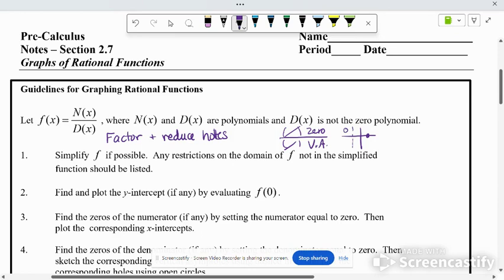You're also going to need to graph your y-intercept, and that is going to be 0, comma, some number. You can find it by plugging in 0 for x and solving for y. And you're also going to want to graph any horizontal asymptotes. And you figure out your horizontal asymptotes by looking at the degree of the numerator compared to the degree of the denominator. Once you've got your guidelines, then you can go ahead and graph all of the other points using your graphing calculator to get the shape of your rational function.